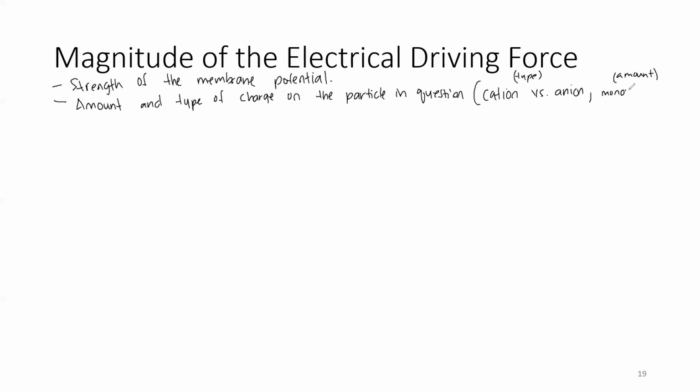So monovalent means it has one charge, or divalent, meaning it has two charges. Okay, so all of this will determine the magnitude of the electrical driving force. All right, so let's illustrate that with a few cell scenarios down here.